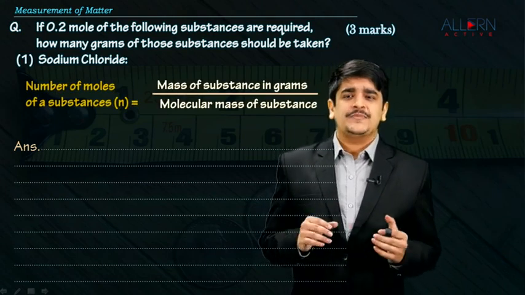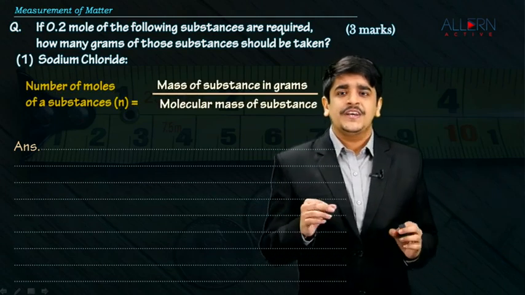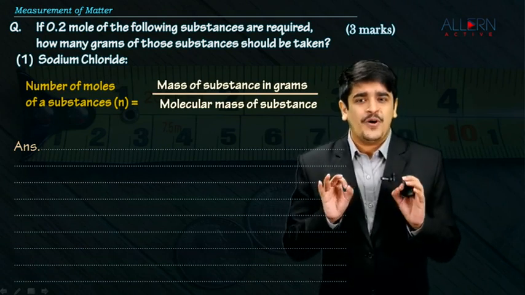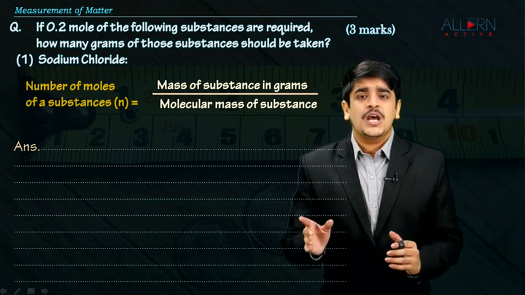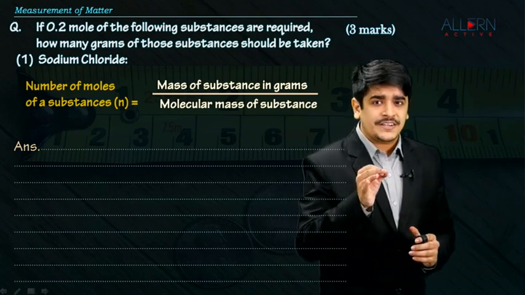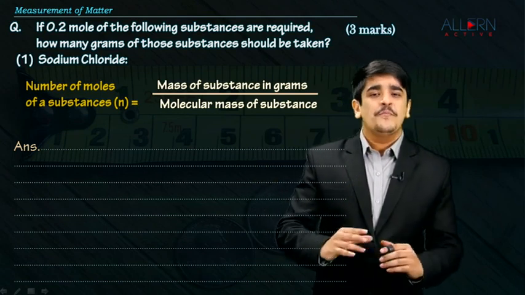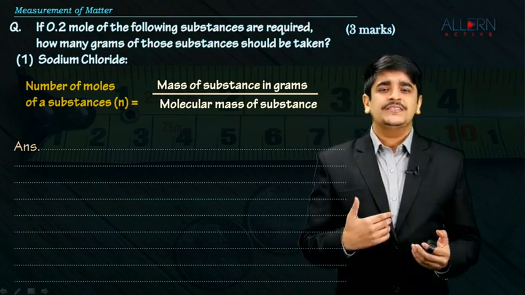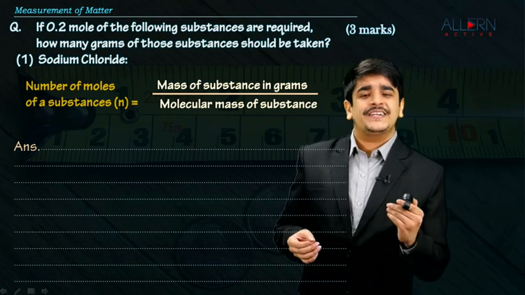Now, as far as the sum is considered, we know this fact: the number of moles of any substance, given by the value small n, is nothing but the mass of that particular substance in grams divided by the molecular mass of that particular substance. Keeping this formula in mind, this particular sum is child's play. It can be easily solved.